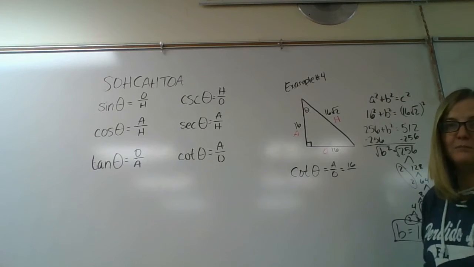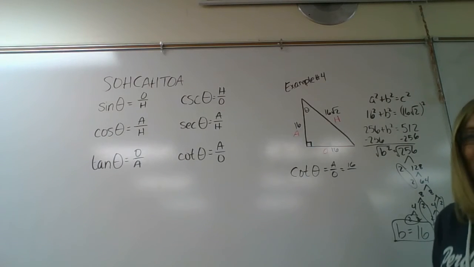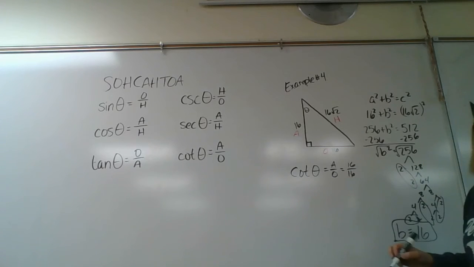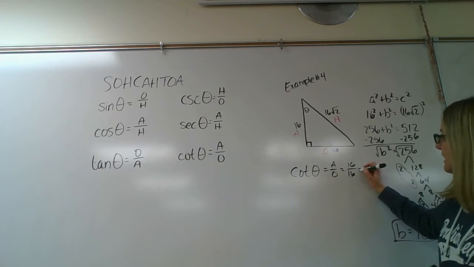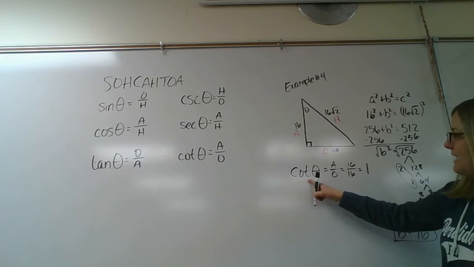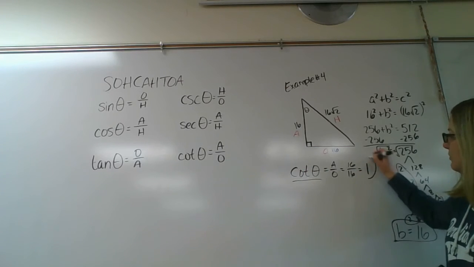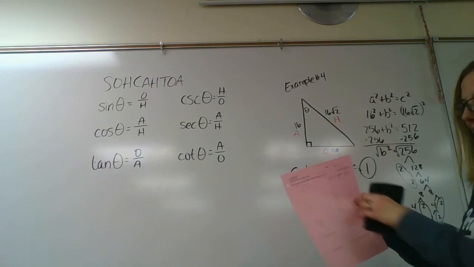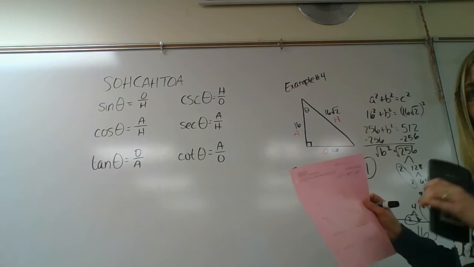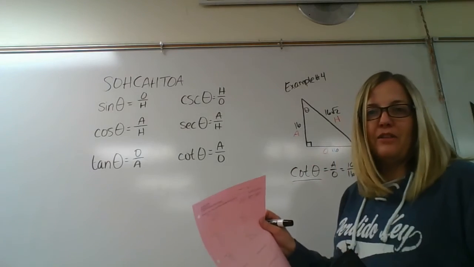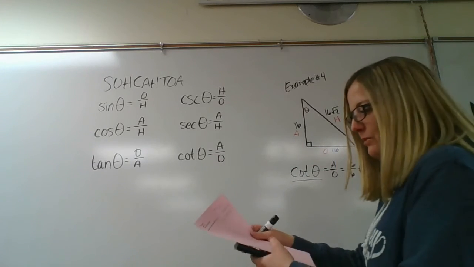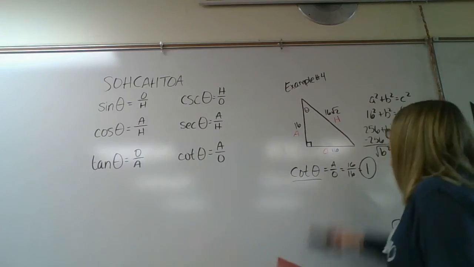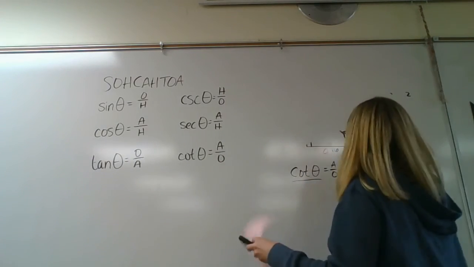Oh, it ended up being the same measure. Will that happen every time? No, it's a special case. But the opposite is 16. We reduce that all the way. 16 over 16 is just equal to 1. So my answer, the cotangent of theta, is equal to just 1. That would be the answer for problem number 4. That's how you're going to do this top section. You're going to have to use Pythagorean theorem, find the third side, and set up your ratio based off of these over here.